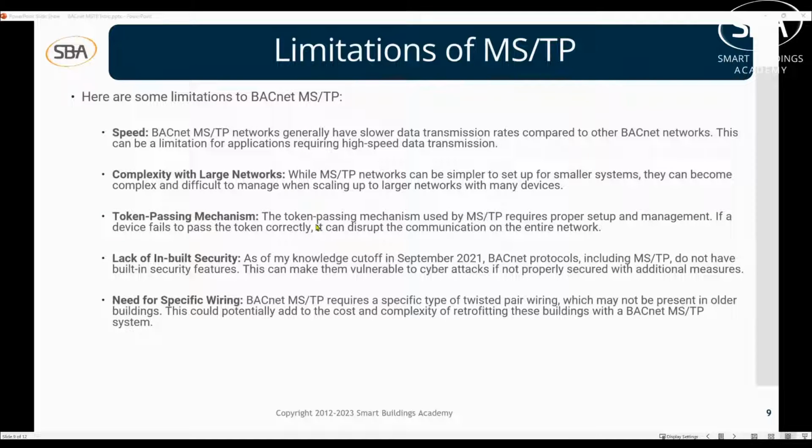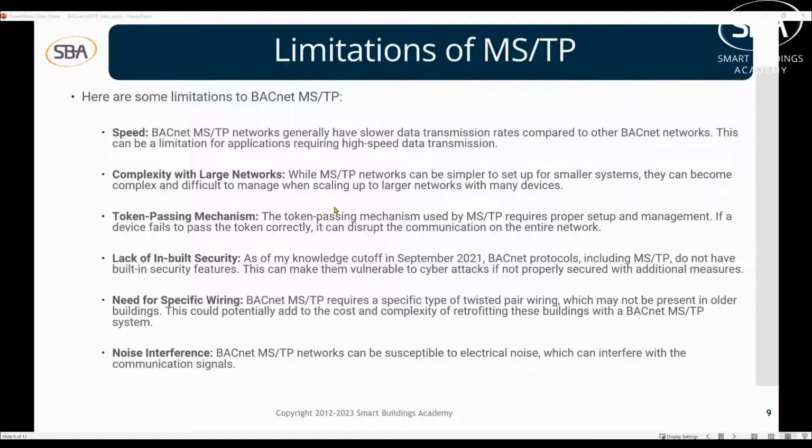One thing that is true about MSTP is its need for a specific type of wiring. BACnet MSTP requires twisted pair wiring, which may not be present in older buildings. This could potentially add to the cost and complexity of retrofitting these buildings with a BACnet MSTP system.